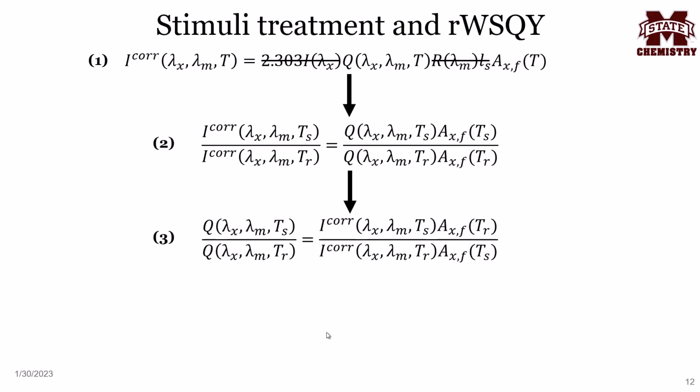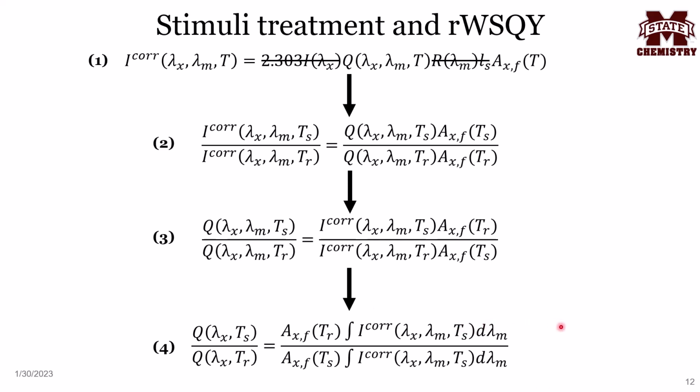This ratiometric wavelength-specific quantum yield, with a calibrated fluorometer detector, can be expanded to study the effect on the fluorescence quantum yield across the entire wavelength region by simply taking the summation of the inner filter effect corrected fluorescence emission spectrum, which is represented by the integral in equation 4.